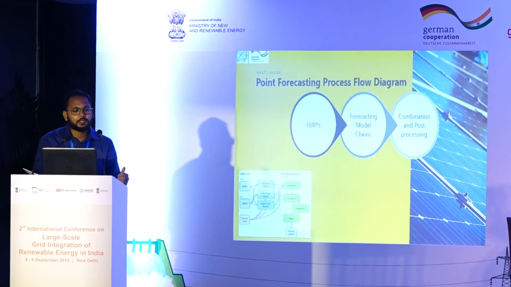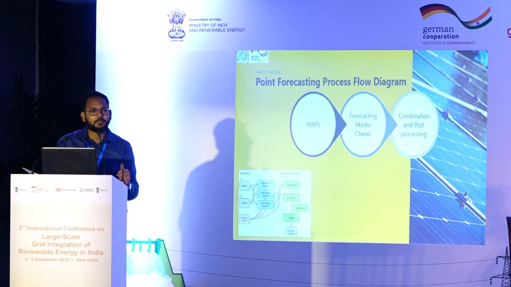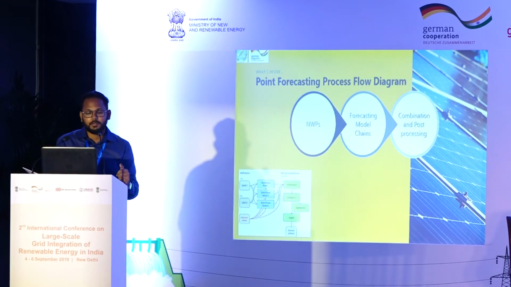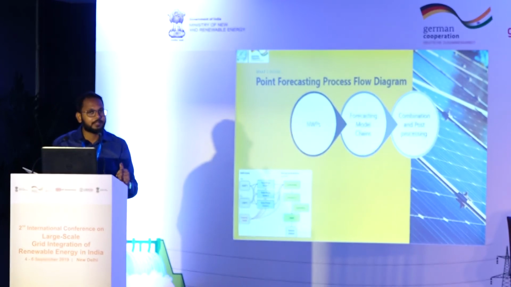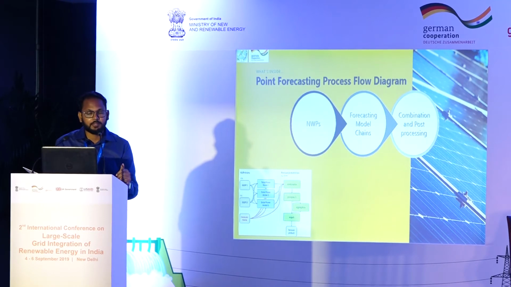So basically when we have a point forecasting model chain, we have a process flow diagram where we use the NWP data, numerical weather prediction data from the meteorological organization, and we use multiple NWPs because we have observed sometimes some NWPs work better and sometimes others. So we use multiple NWPs and we build multiple forecasting model chains. The forecasting model chains we will go into in detail further.